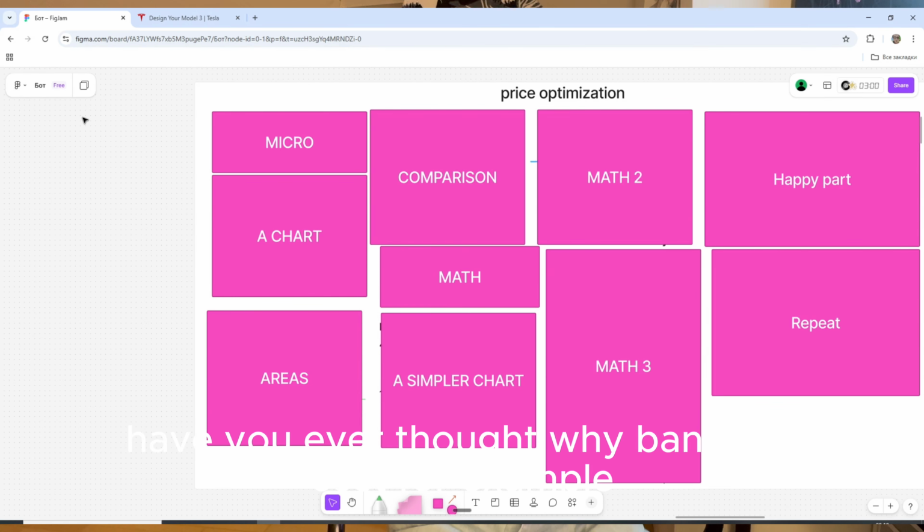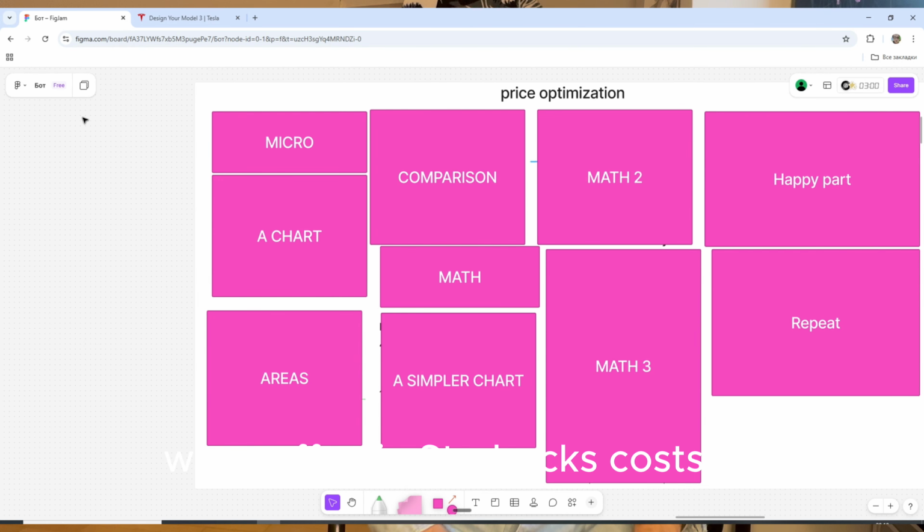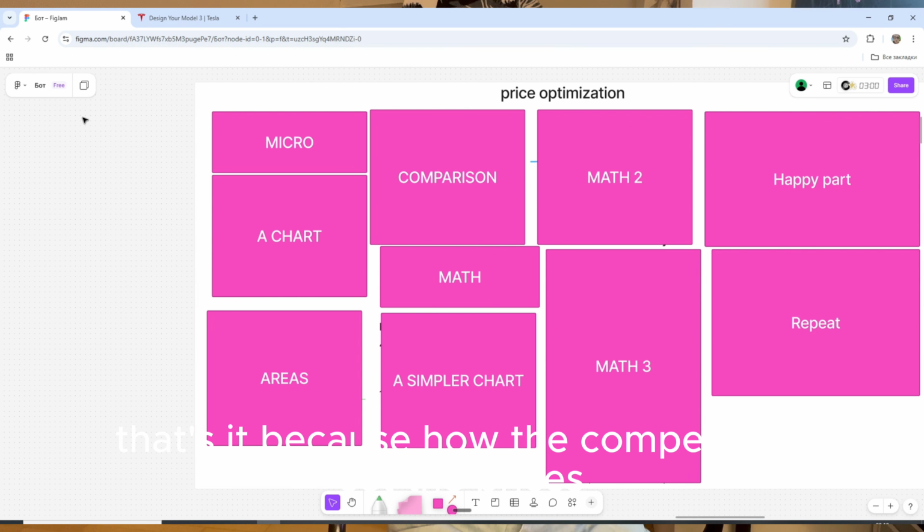Have you ever thought why bananas cost, for example, $2 per kilogram? Why coffee in Starbucks costs $5? Why a Tesla car costs $37K? Maybe you can answer that it's because of how the competitors set the prices, production costs, and so on.